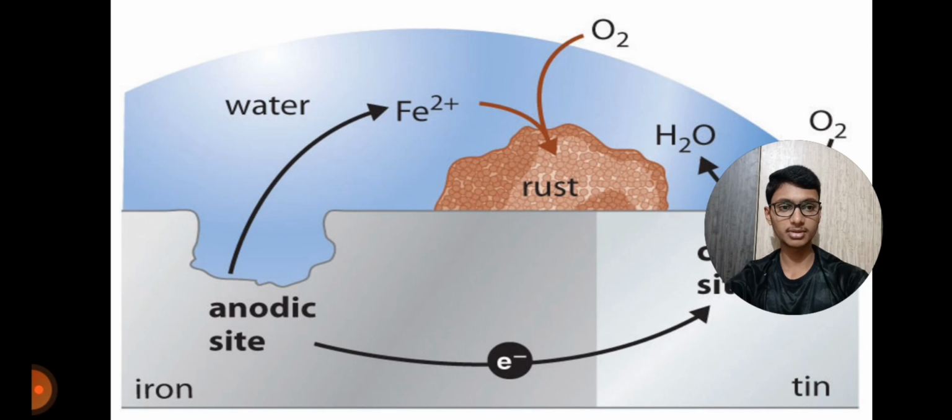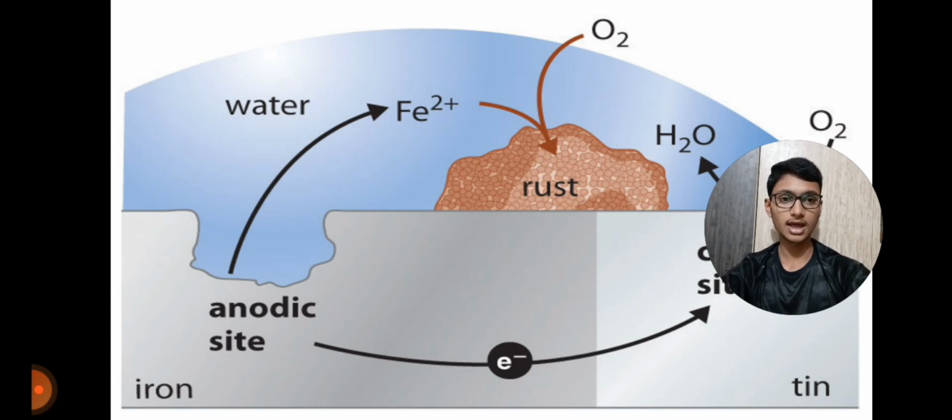So this is the example which we have discussed before. Iron, which has lower electrode potential, acts as anode and undergoes corrosion, liberating electrons. Whereas tin, which has a higher electrode potential, acts as cathode and is not affected by the corrosion.